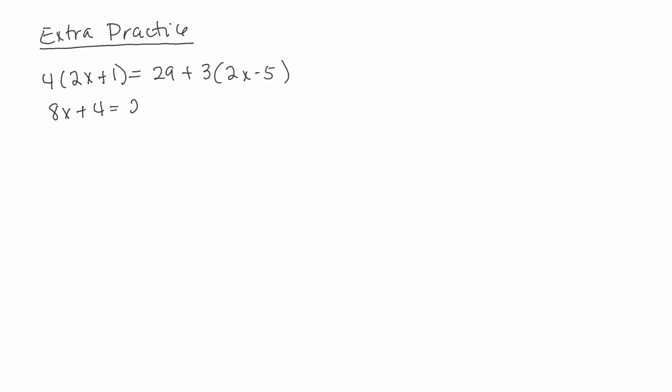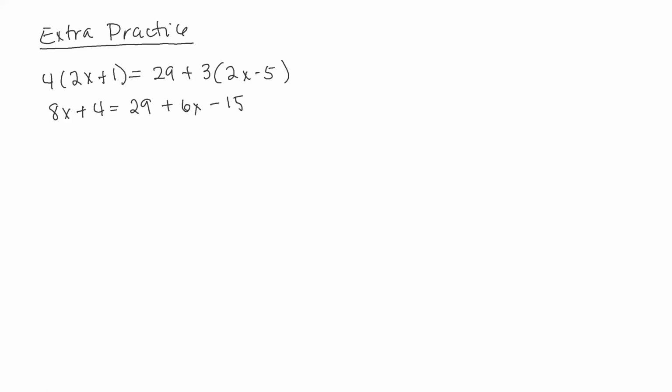So first up on the extra practice, I have 4 times (2x plus 1) equals 29 plus 3 times (2x minus 5). So this is just a stereotypical equation. First thing we want to do is get rid of parentheses. We have parentheses on the left and the right. So on the left, I get 4 times 2x, which is 8x, 4 times 1, which is 4. That equals 29 plus 3 times 2x is 6x. 3 times -5 is -15.